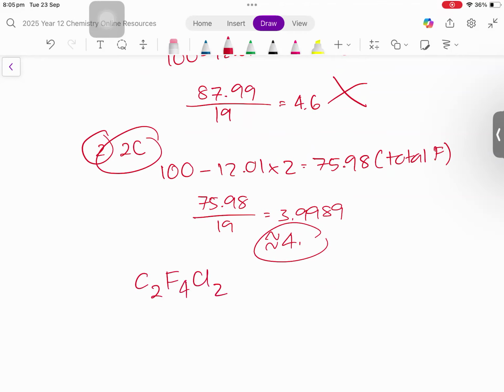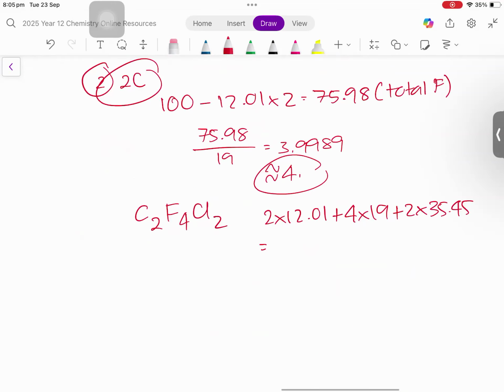So just pop this in your calculator quickly. 2 times 12.01 plus 4 by 19 for your fluorine plus 2 by 35.45. Does this give you the 170.9 that you calculated from part A? Yes, it does. So therefore, this is your molecular formula. If you have two unknowns, you need two equations to solve for it. If you don't have enough equations, then it has to be trial and error. That's your takeaway from this question.